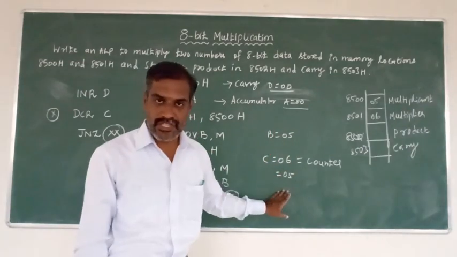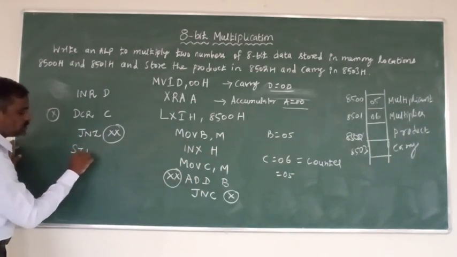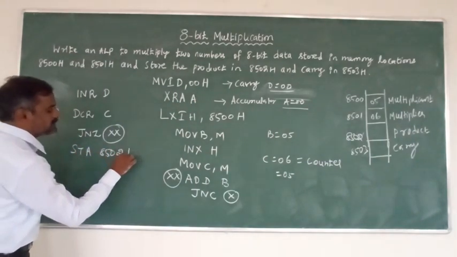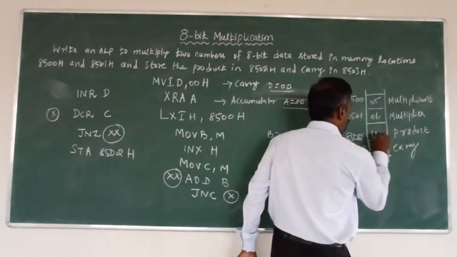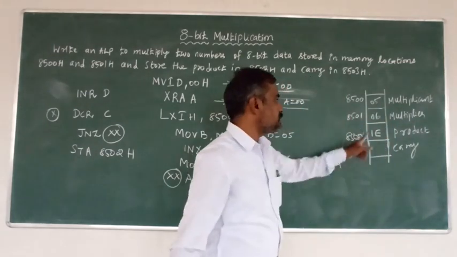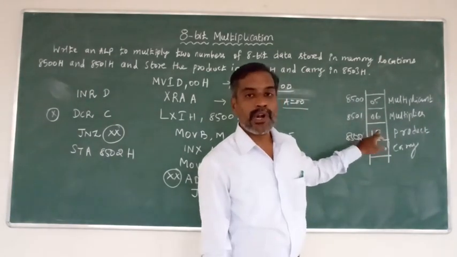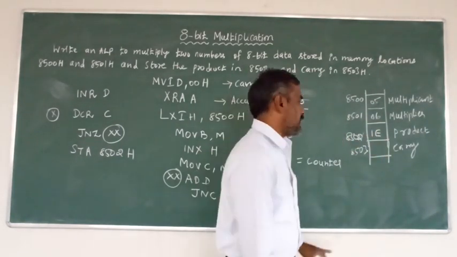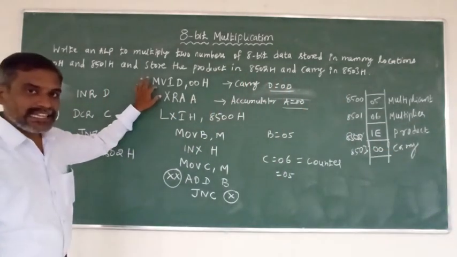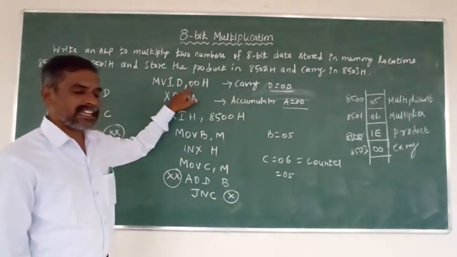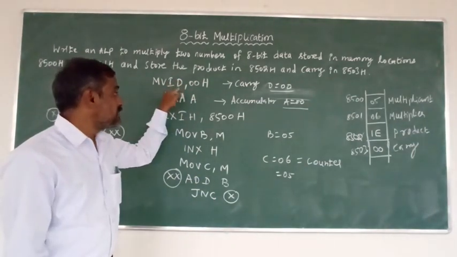If the C register is 0, the result is available in the accumulator. Now store the accumulator result at 8502H. This is the product. The product result is 1E. Multiplying 05 and 06, the result is within 8 bits, so only the product is available. At that time there is no carry, the carry will be 0. The carry is available in the D register. Suppose any carry, either 1, 2, 3 or 4, is available in the D register.